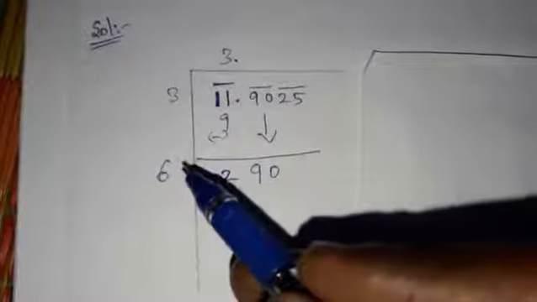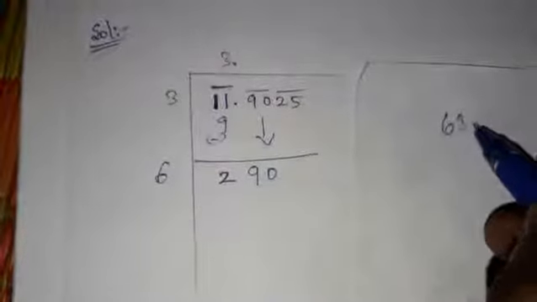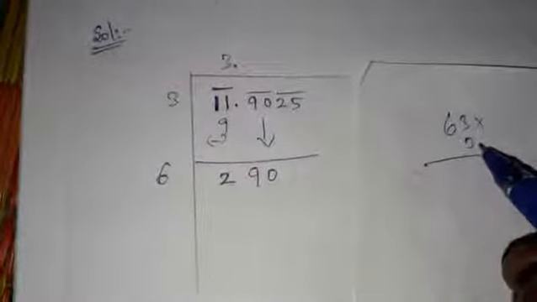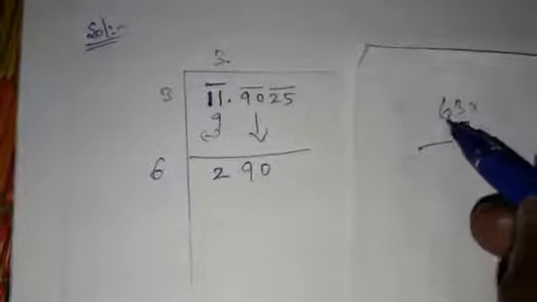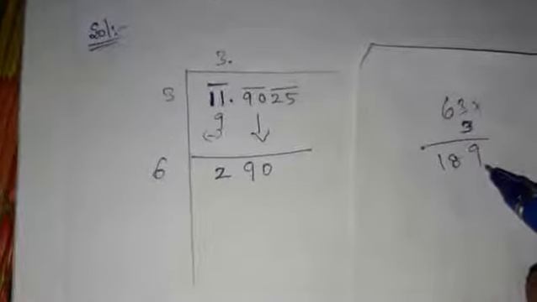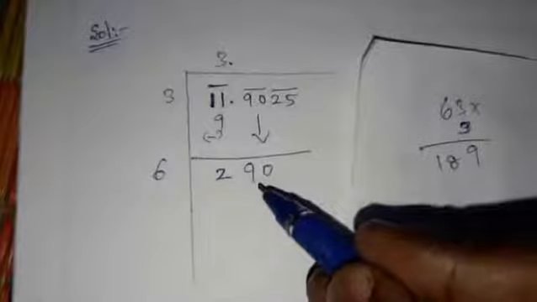If we write the number 3 here, then we get 63 times 3 equal to 189: 3 times 3 is 9, 6 times 3 is 18. 189 is less than 290.